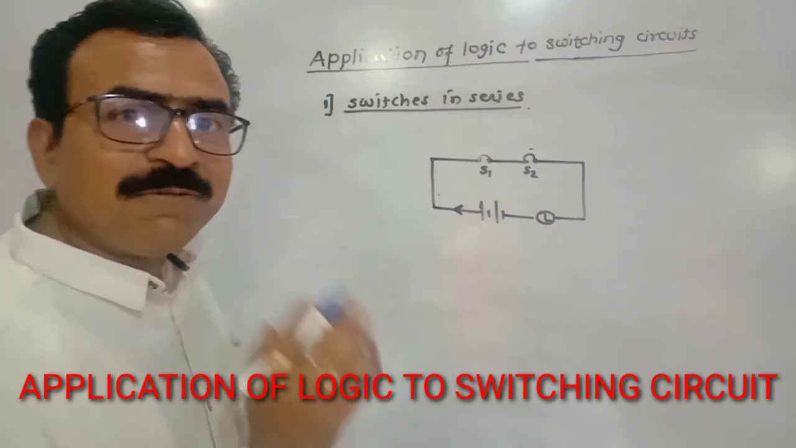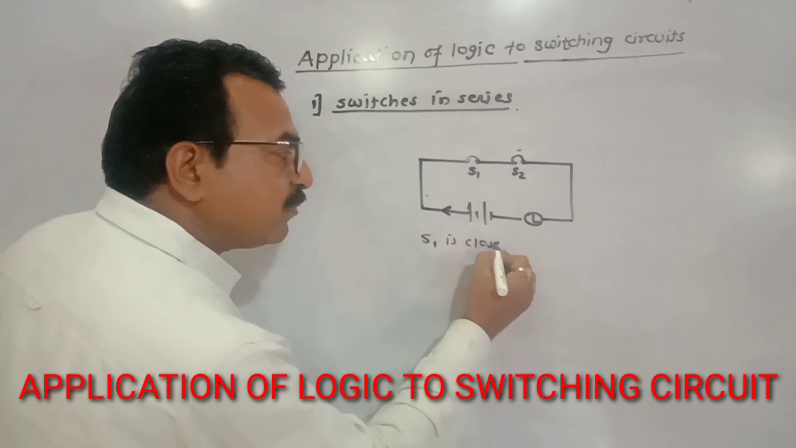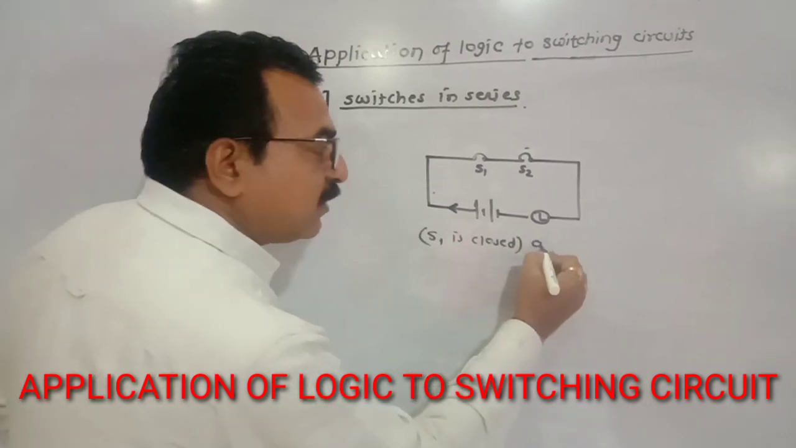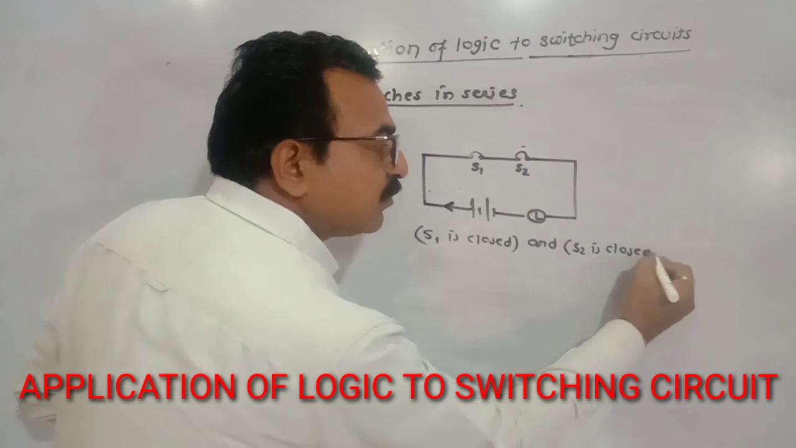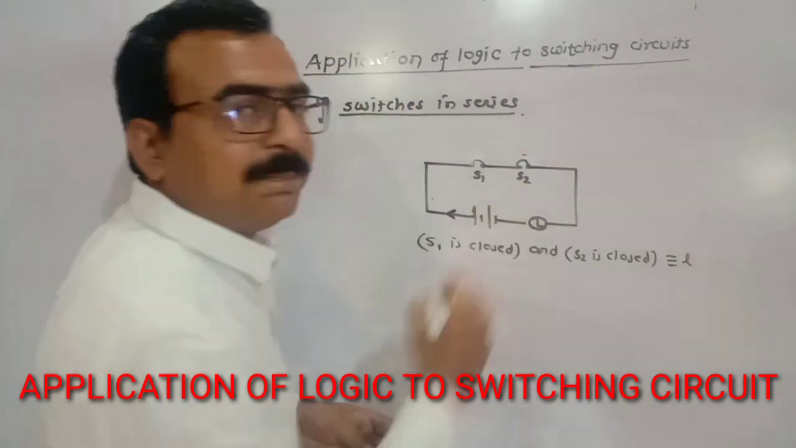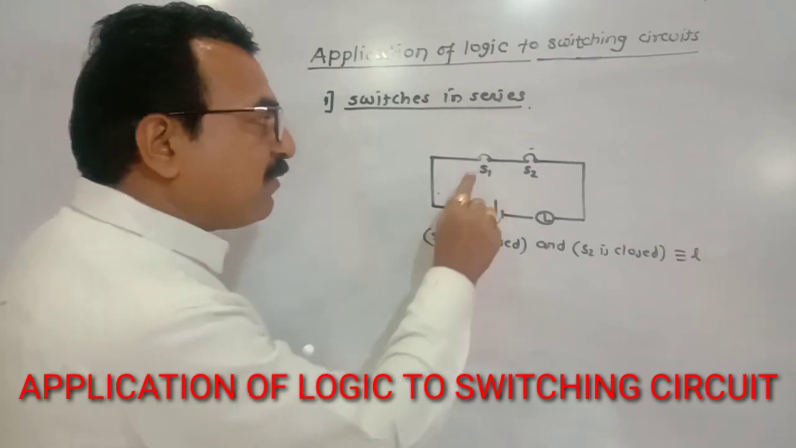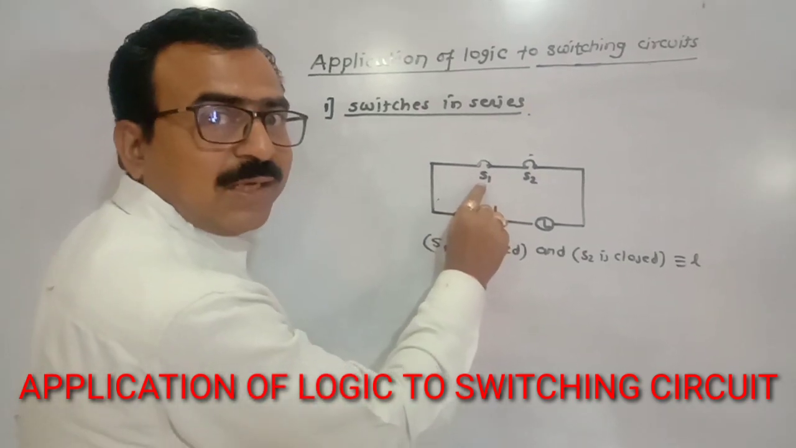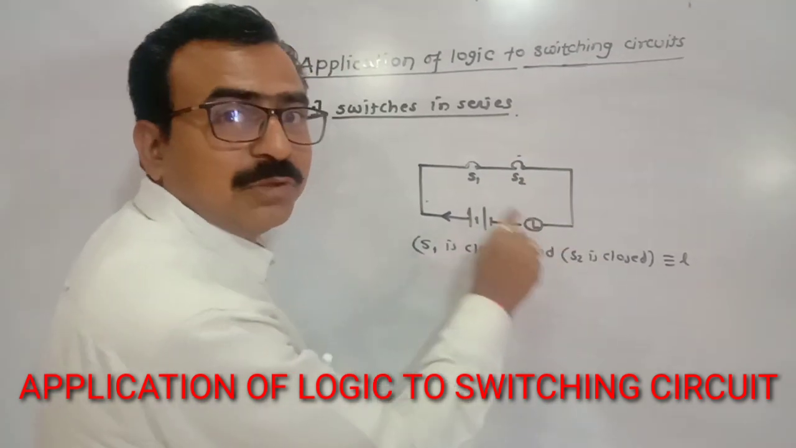Or in simple words you can say that when first switch is closed and second switch is closed, then the lamp glows. म्हणजे साध्या भाषेमध्ये आपण म्हणू शकतो की जेव्हा पहिला स्विच तुम्ही ऑन करणार आणि दुसरा स्विच ऑन करणार तेव्हाच काय होईल, हा लॅम्प ग्लो होईल.